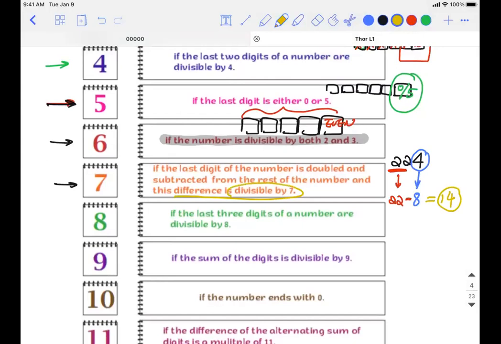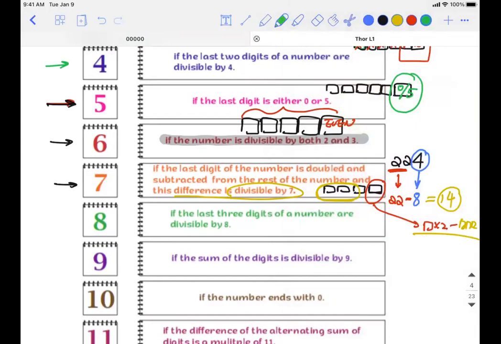Okay? I give you a number. This number can have whatever digits, again, I don't really care. It can be 1, 2, 3, 4, whatever digits. You only care about the last digit. You use the last digit times 2 and then subtract it from the previous digits. If the difference is divisible by 7, then this number should be divisible by 7.